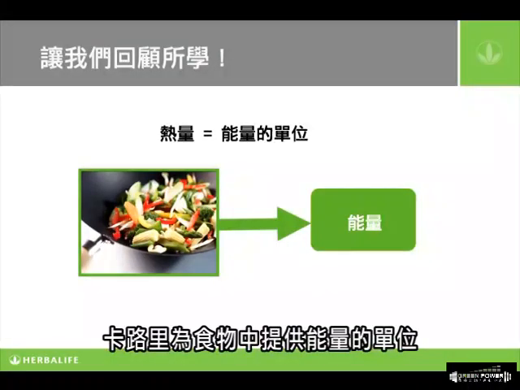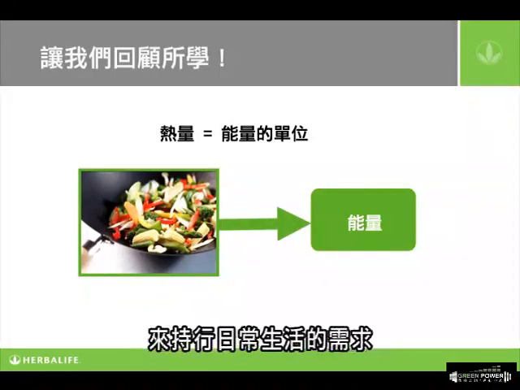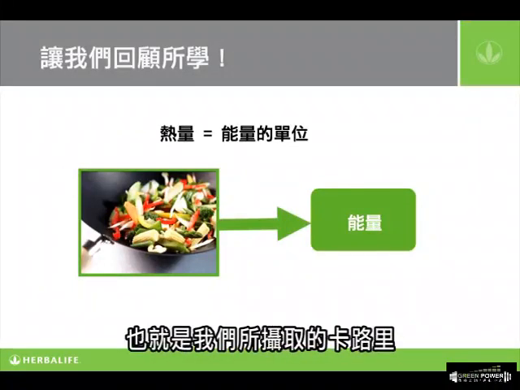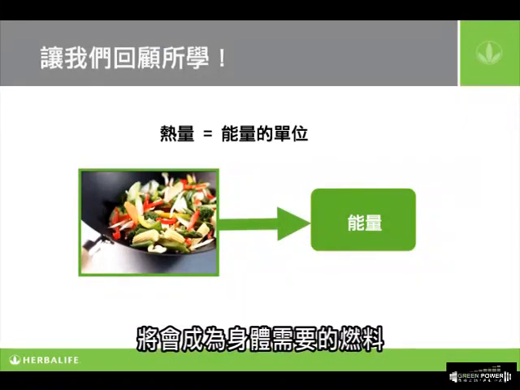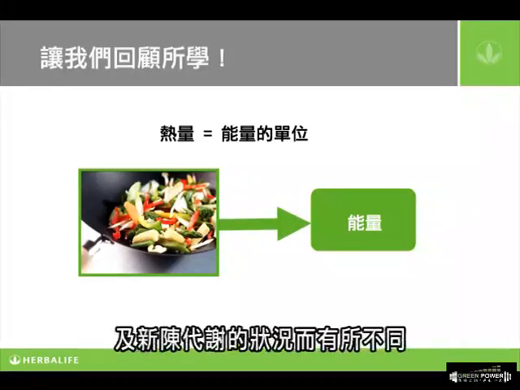A calorie is a unit of energy found in food. This energy is obtained when your body breaks down food and uses it to perform your daily activities. The food we eat, meaning the calories we consume, becomes the fuel that runs our bodies. Your specific individual calorie needs depend on several factors, such as your activity level and metabolism.